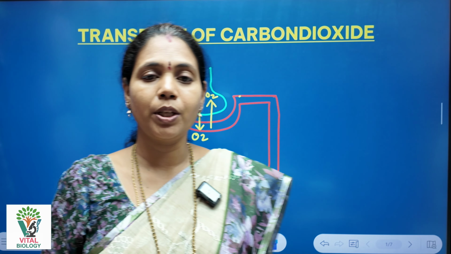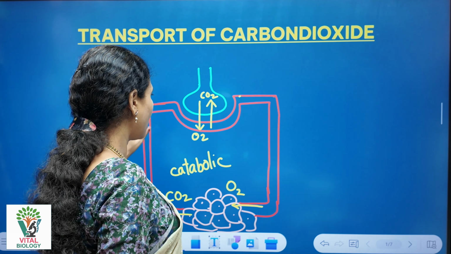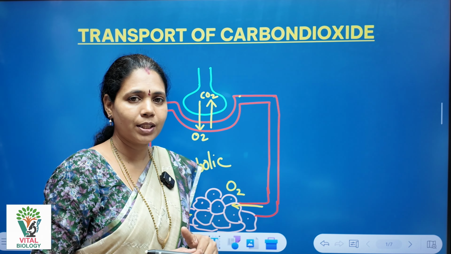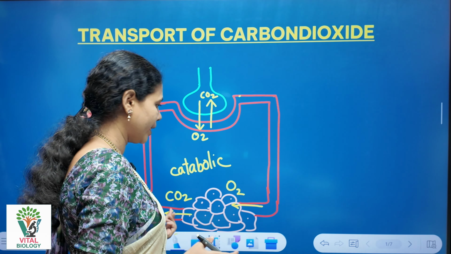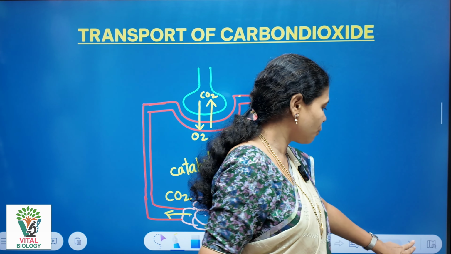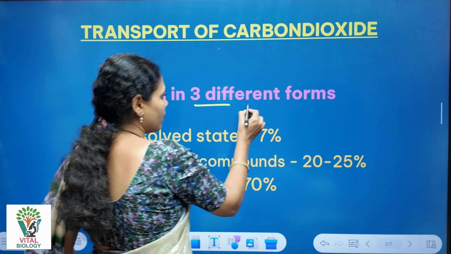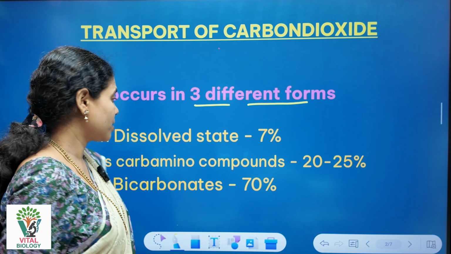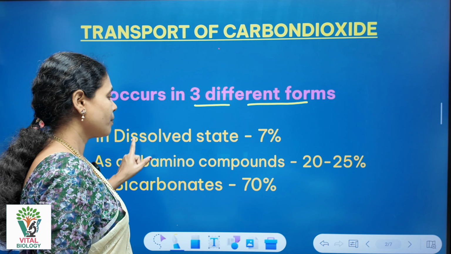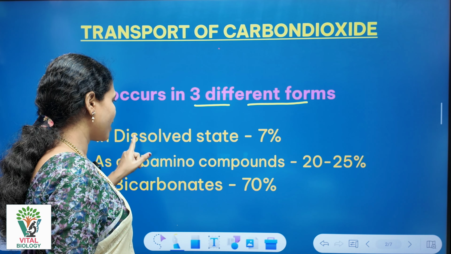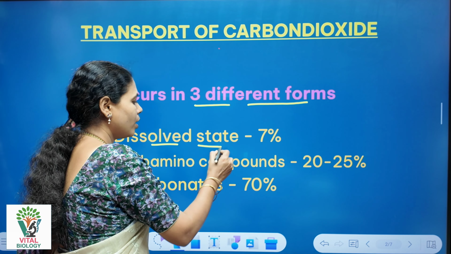Now this CO2 should be transported up to the alveoli so that there again it can diffuse into the alveolus and from there it can be released outside. For this entire process, definitely there is a need for transport of carbon dioxide. And that transport of carbon dioxide generally occurs in three different forms, in which the first one is that carbon dioxide can be transported in a dissolved state.